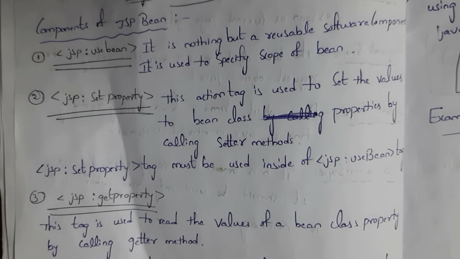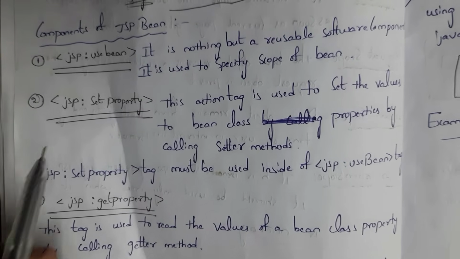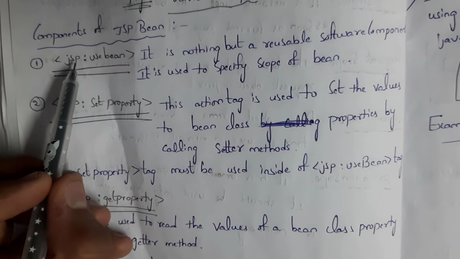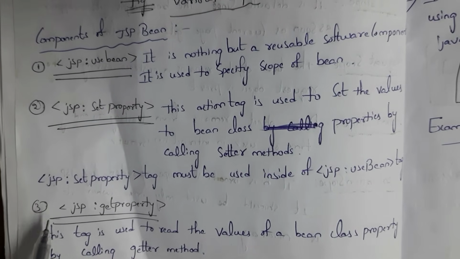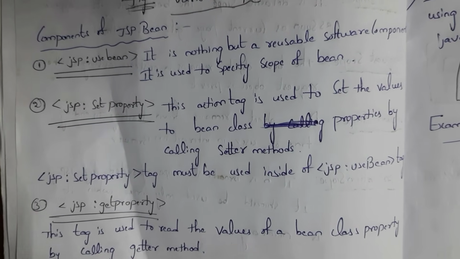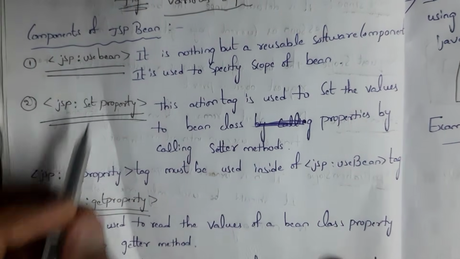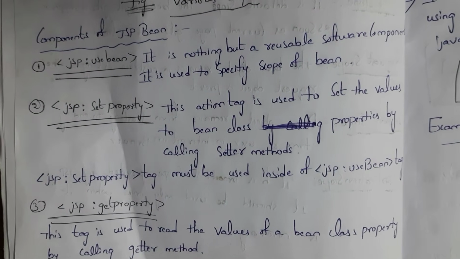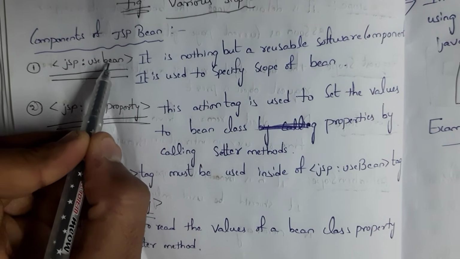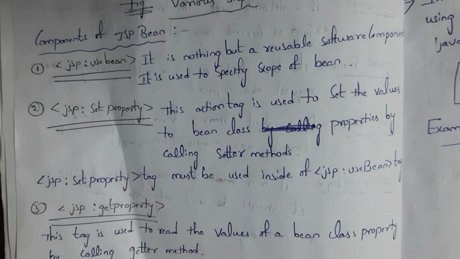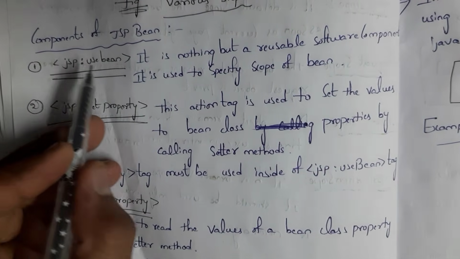Next, components of JSP bean. There are three components of JSP bean. First one is jsp:useBean, next one is jsp:setProperty, and at last, the third one is jsp:getProperty. First one is jsp:useBean. This jsp:useBean is a reusable software component and it is used to specify the scope of the bean. This is the definition of jsp:useBean.